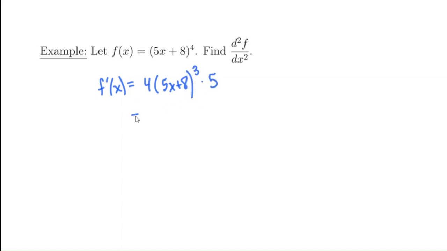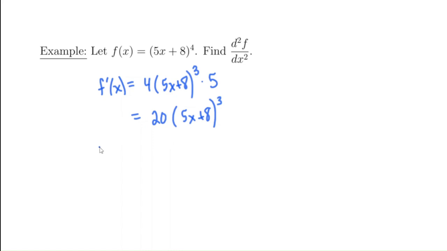Okay, now let's simplify this and write this as 20 times 5x plus 8 cubed. Now, by the way, can you bring the 20 inside here? No, because we have this to the third power. If this were just to the 1 power, then you could distribute the 20, but you can't distribute the 20. That's just, the algebra doesn't work that way.